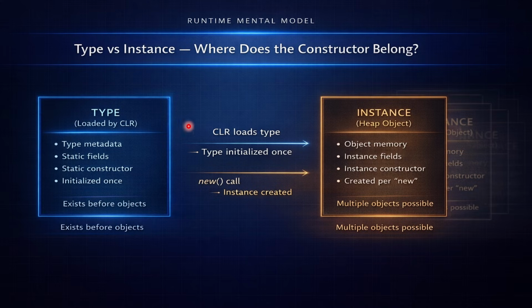So here's the thing. The CLR loads the type. The type gets initialized only once, but the instance part will be initialized by the instance of that class, right? It will have object memory, an instance field, an instance constructor, and it will be created through the new keyword. Heap memory is the one which takes care of object types or reference types. So whenever you create an instance of that class, all the reference types will be stored on the heap. That's a very important part as well.